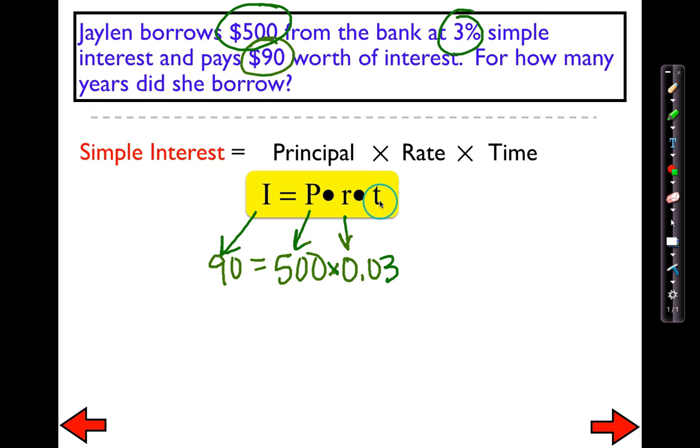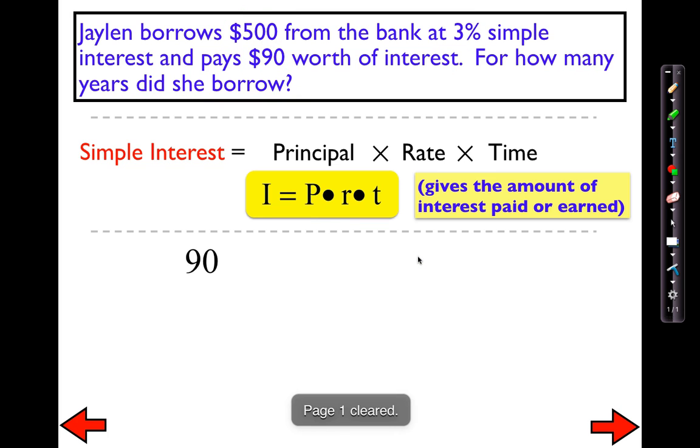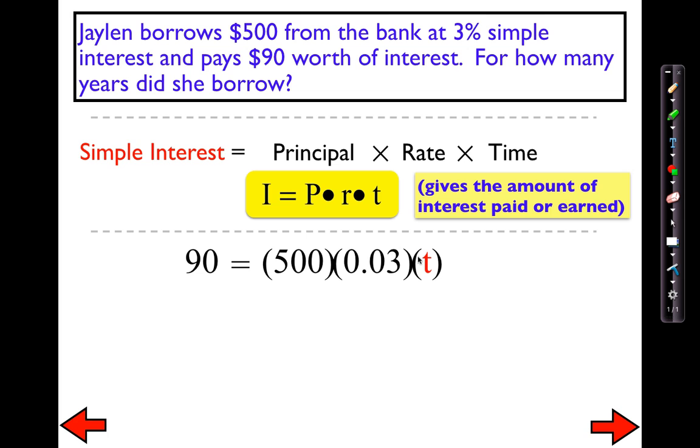And let's see, do we know the time? The answer is no. In fact, that's what they asked me for. How many years did she borrow? So that's going to be time. So let me go ahead and clean this up for you. And now I'm going to solve.